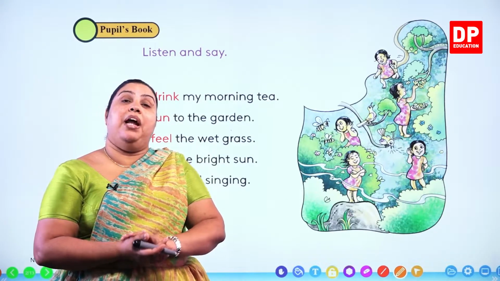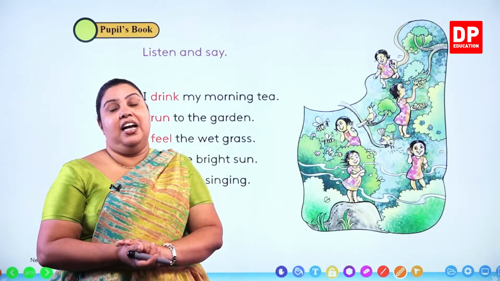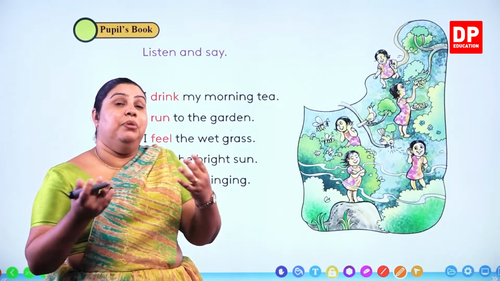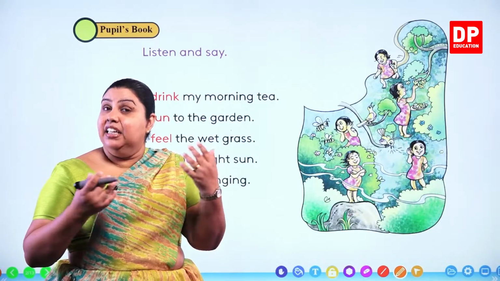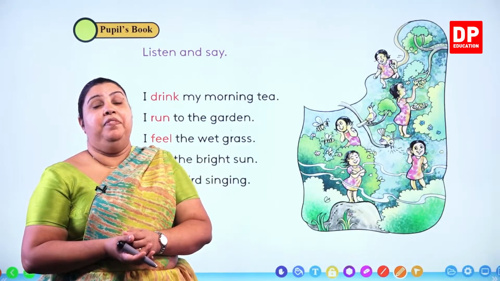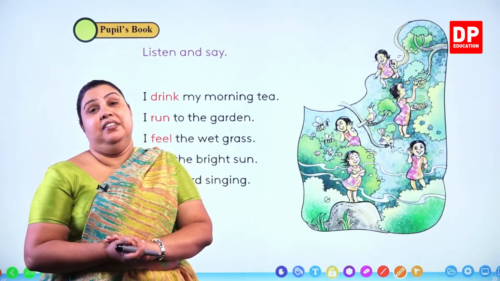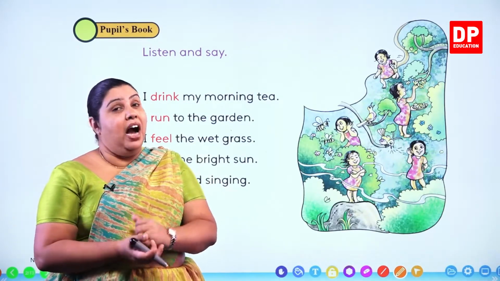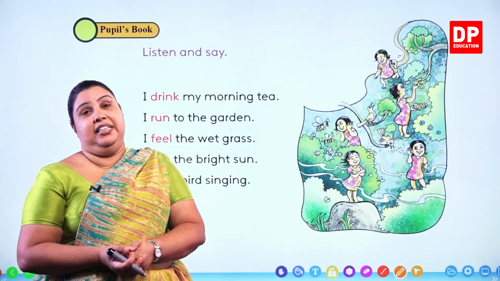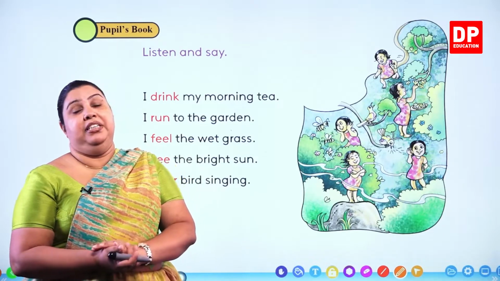We can see the bright sun shining in the sky, and we can see the birds singing. We can hear the birds singing. We can feel the wet grass and the wet leaves. When we go to the garden, we can see all these things. You hear the birds singing.